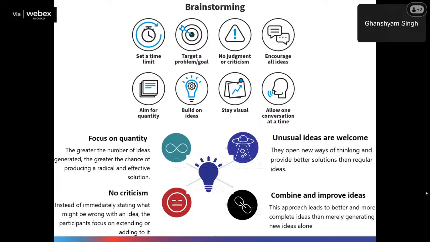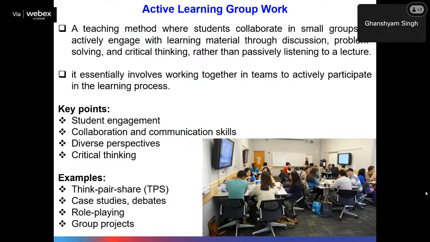When I say no criticism, it means instead of immediately stating what might be wrong with an idea, the participant should focus on extending or adding to it. Similarly, we should open new ways of thinking and provide better solutions than regular ideas. And lastly, the approach should lead to better and more complete ideas than merely generating new ideas alone. So when we are going for brainstorming, we should be ready for any sort of ideas. Then there is another thing. Rather than plain active learning, we can also adopt another strategy, that is active learning group work, where the students can work in a group and do the active learning all together.